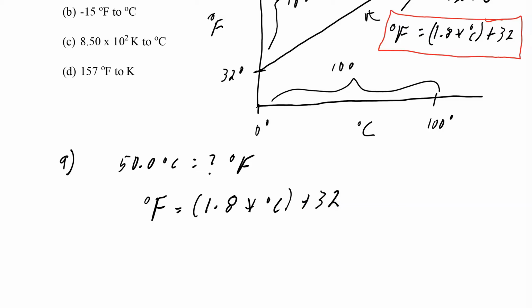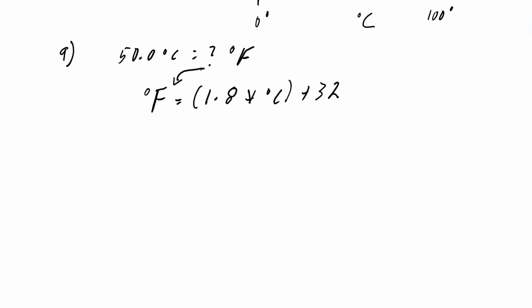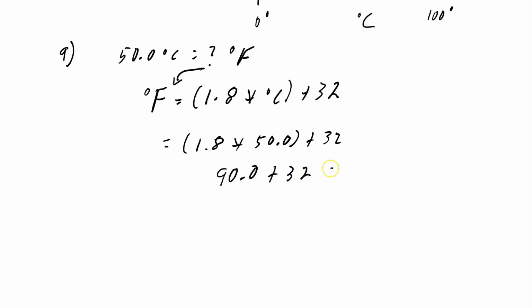Our unknown is, in fact, degrees Fahrenheit, which is already by itself on the left side of the equal sign, so it's just a matter of substituting numbers in. So we're going to have 1.8 times 50.0 for our degrees Celsius plus 32. Now when we do the multiplication here, we're going to get 90.0 plus 32.